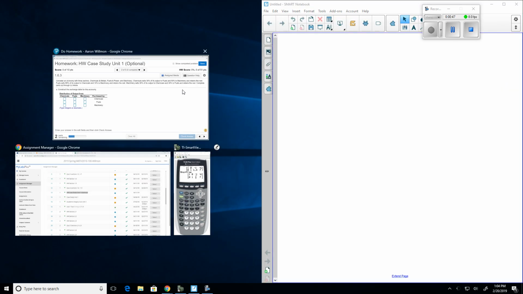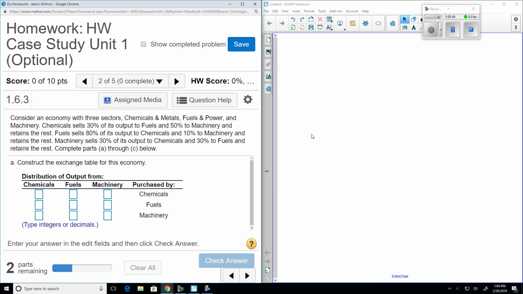Let's do split screen. How about that? Can everybody see that?